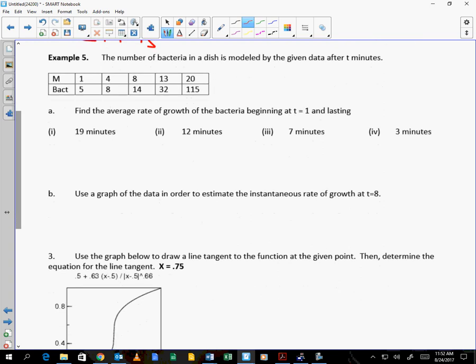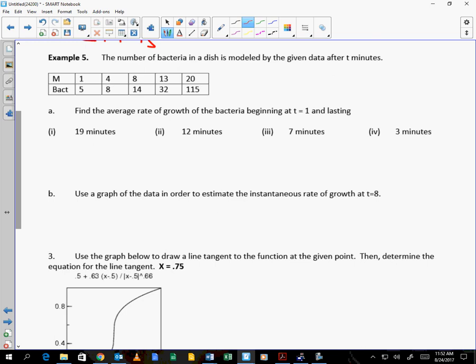All right, now we're not given a function. We're given a table, okay? So we don't have an equation. We're given table values. Number of bacteria in a dish or your cell phone is modeled by the given data, okay? So at time 1, you have 5 bacteria. At time 4, you have 8. And at time 20, you have 115 bacteria, okay? Things are getting a little bit out of control. Bad day, right? Got to wash those hands.